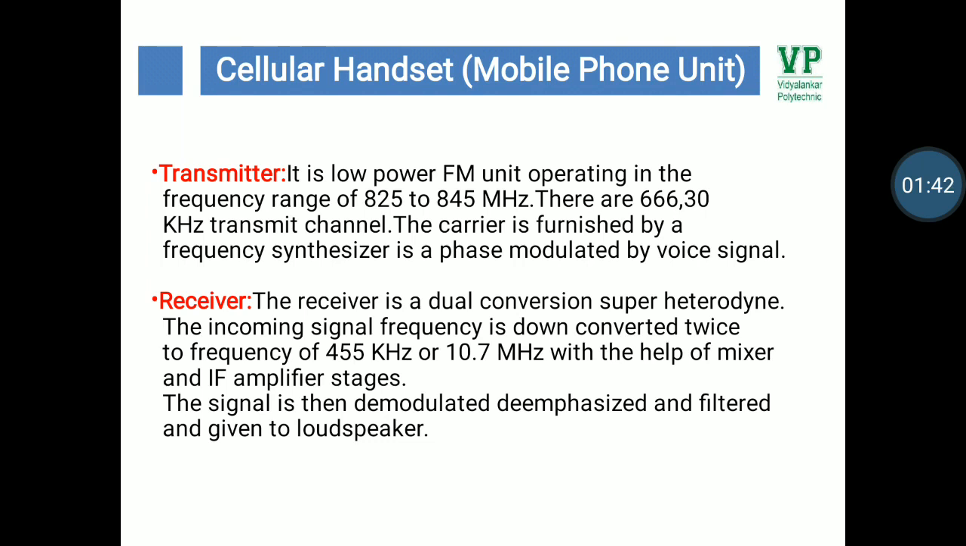Receiver. The receiver is a dual conversion superheterodyne. The incoming signal frequency is down converted twice to frequency of 455 kHz or 10.7 MHz with the help of mixer and IF amplifier stages. The signal is then demodulated, de-emphasized and filtered and given to loudspeaker.